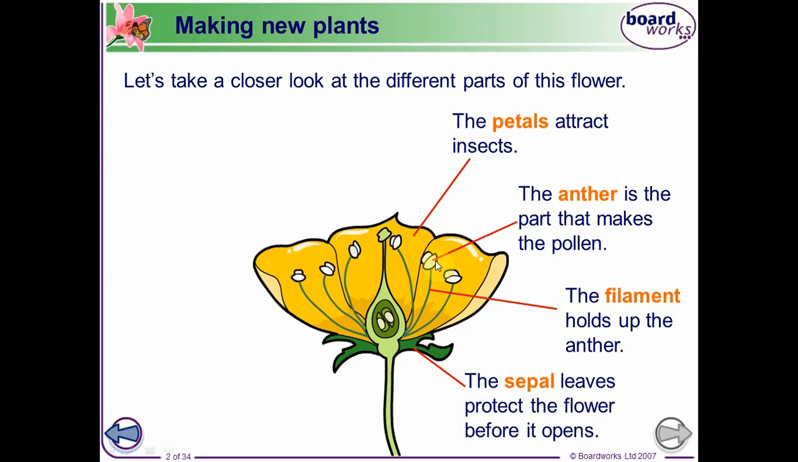We have to know these names because it's very important. What is the importance of filament? Just to carry the anther. The importance of the anther is to produce pollen grains. What are pollen grains? Pollen grains are the male cells which the flower uses in reproduction. So the anther's function is producing pollen grains. So we have sepal, petal, filament, and anther.